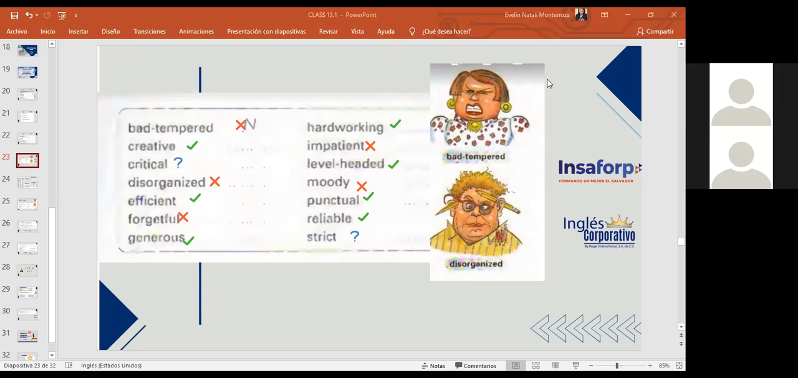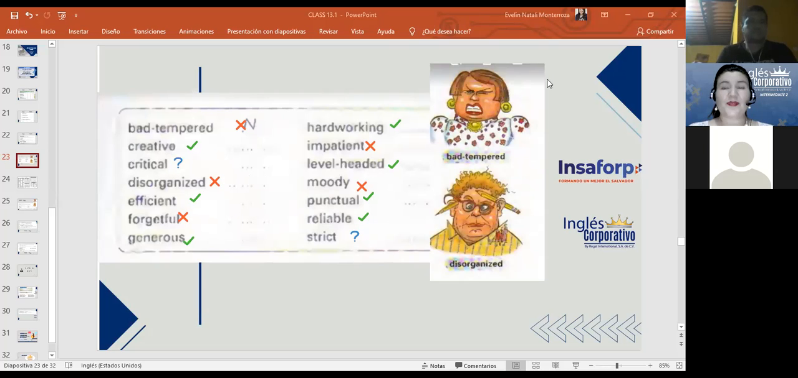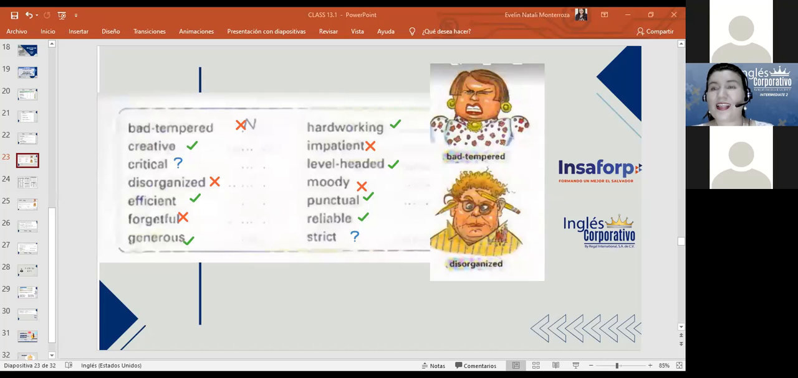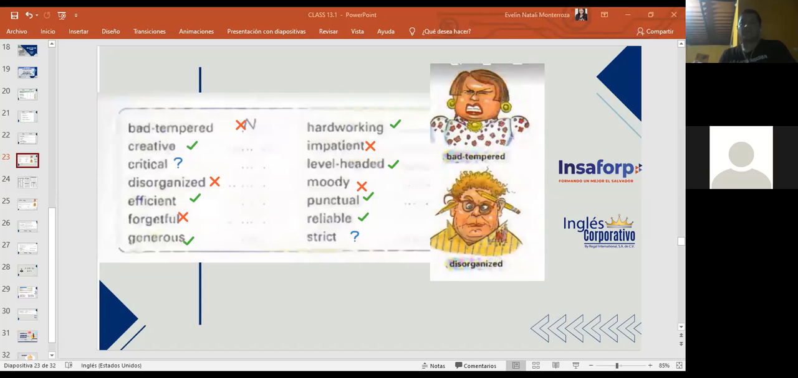Leanlas todas y díganme cuáles adoptarían para ustedes. And you say, I am. I am punctual. Okay, Anna Yancy says, I am punctual. Good. Let's go with Heidi. I am forgetful. Sometimes Marlon is forgetful. Good. I am hardworking. Heidi is hardworking. Good. Yes. I am impatient. Impatient, right? Good. Catherine.